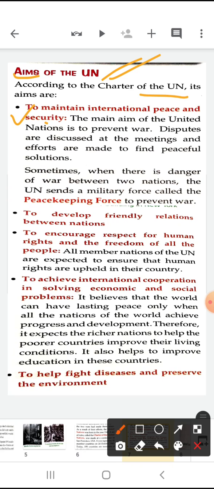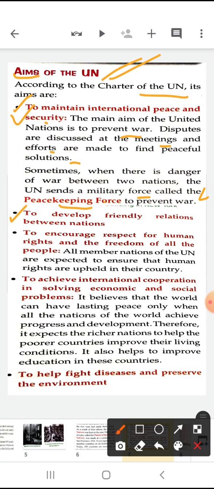The main aim of United Nations is to prevent war, first of all, and disputes are discussed at the meeting and efforts are made to find a peaceful solution. Sometimes there is danger of war between two nations, so United Nations sends military force called peacekeeping force to prevent the war. Understood? First of all, to maintain the international peace and security among the nations. Okay, and if the United Nations finds that there is a danger of war between the disputed countries, United Nations sends its military force for peacekeeping and prevents the war.